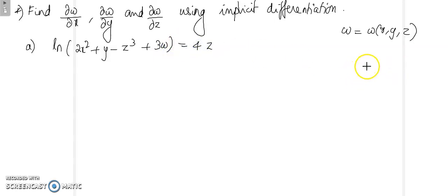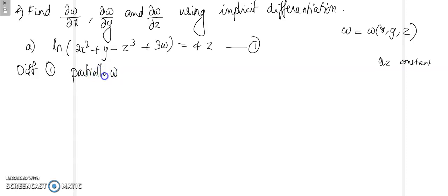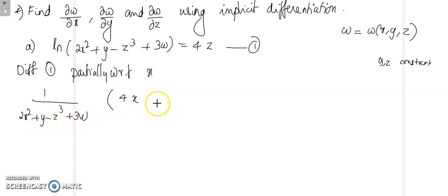4z. So when we differentiate with respect to x, y and z will be constant and w is going to be a function of x. So it is called equation 1. So differentiating 1 partially with respect to x, we are going to get 1 by the log in the derivative, 1 by 2x squared plus y minus z cubed plus 3w. We need to differentiate this function with respect to x. So that will be 4x, y and z being constant, plus 3 times the derivative of w with respect to x. So that will be dou w by dou x.